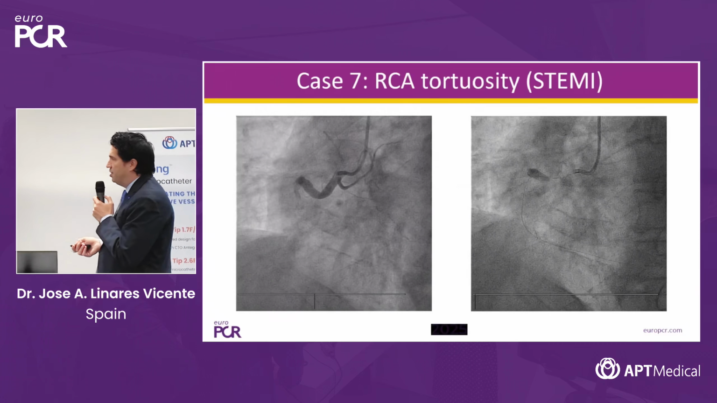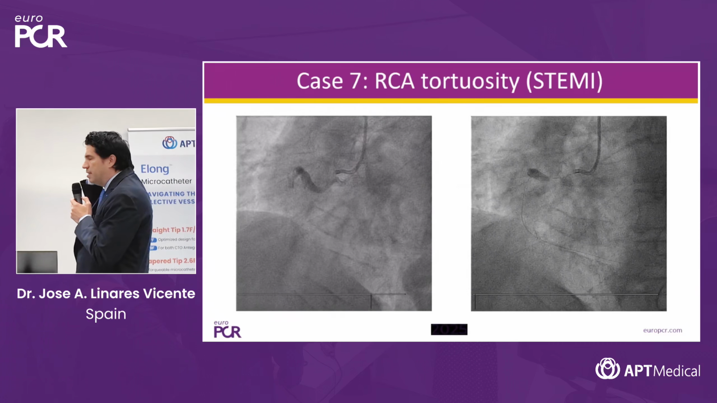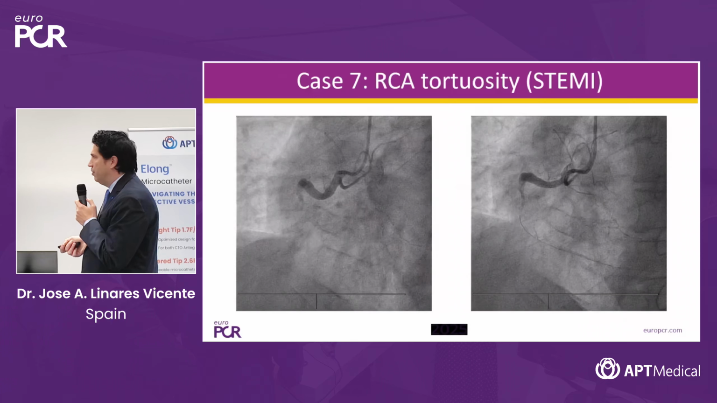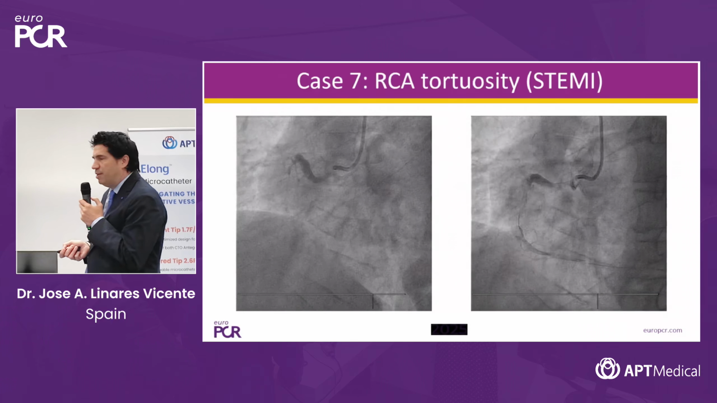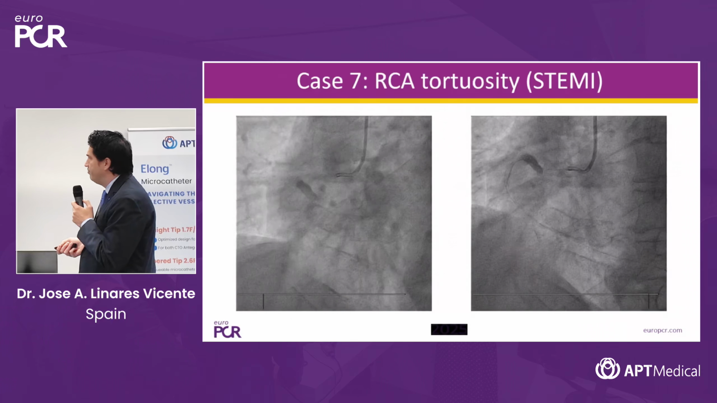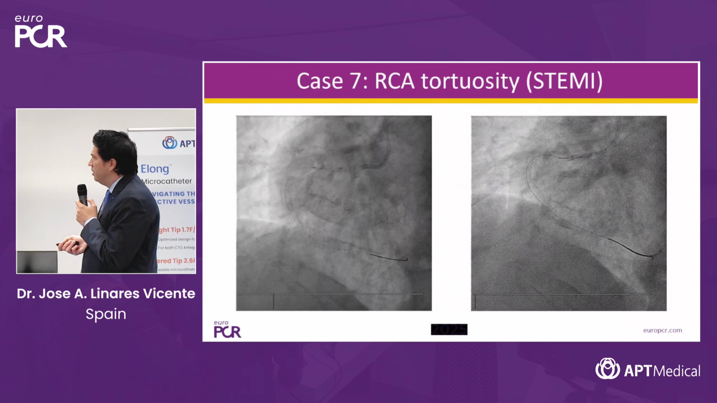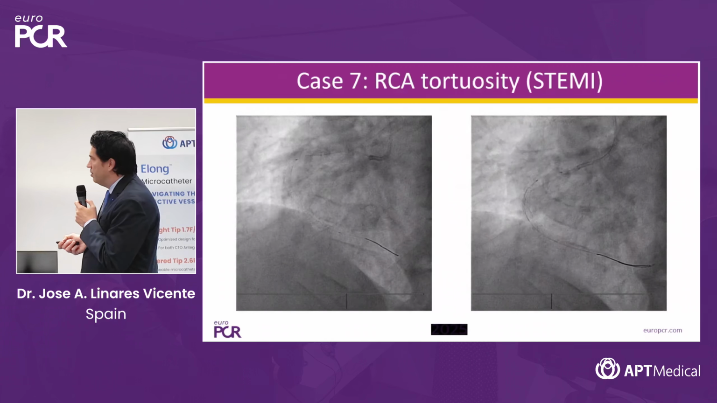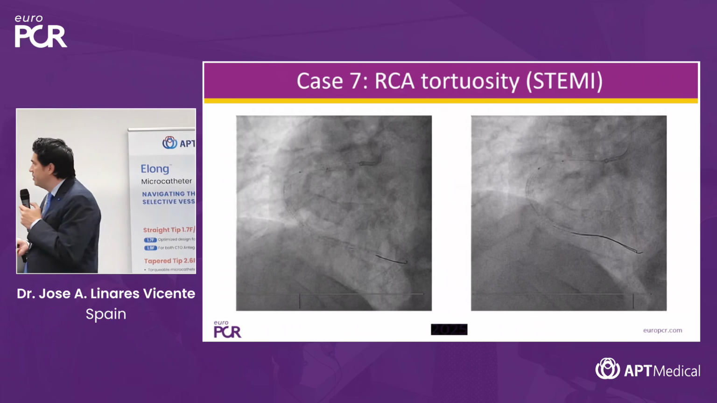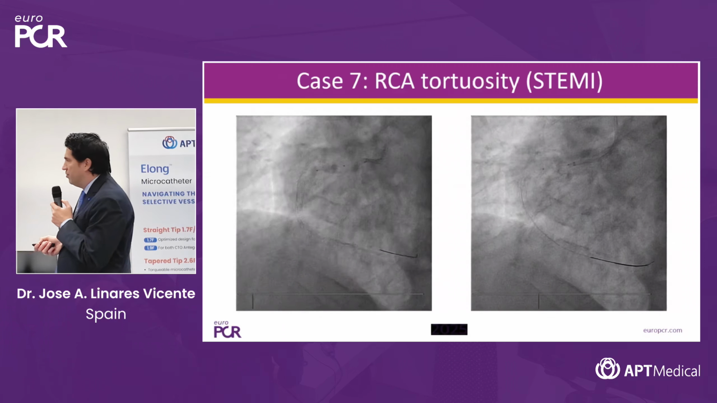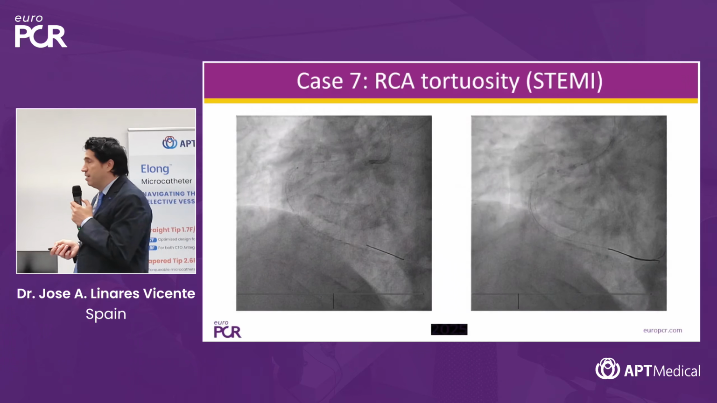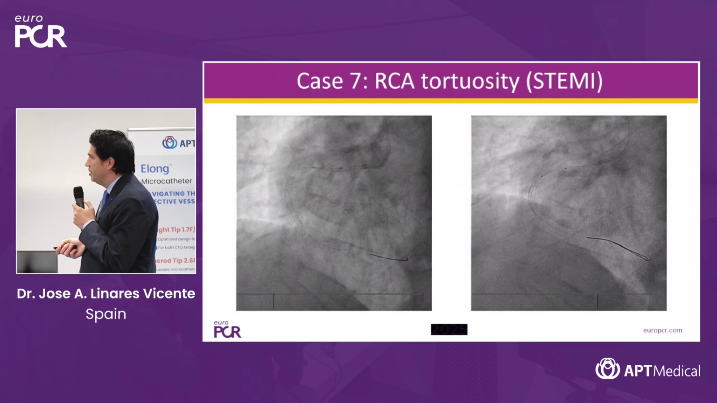This was a very hard PCI in a STEMI, in a right coronary artery with a lot of tortuosity, a very big vessel. We finally could implant a long stent, a 4 mm stent, in the middle segment of the right coronary artery, but the IVUS told us that the vessel size was 5 mm.